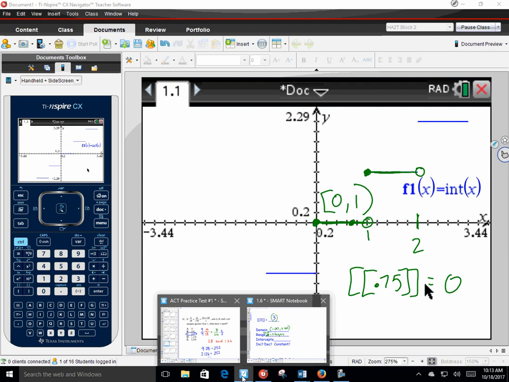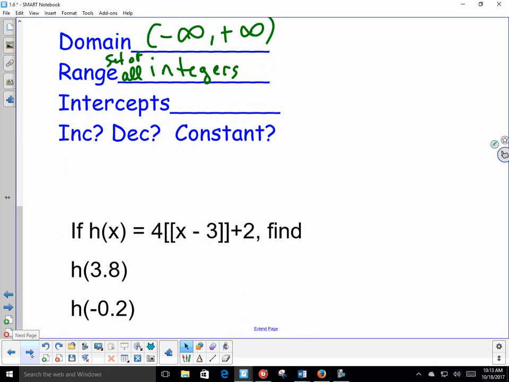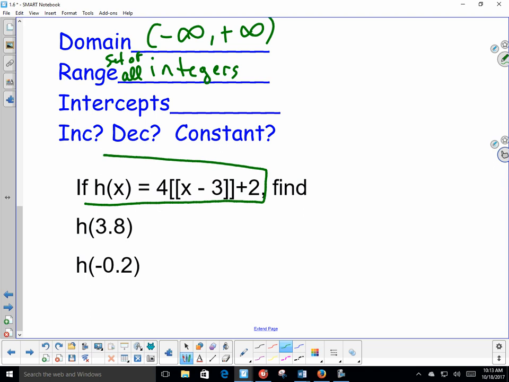What else? So we're here. We talked about increasing, decreasing, constant. Okay. And I don't want to do this one for you. You got some homework problems similar to this. But for example, if this is the function that you're given, h of x equals 4 times greatest integer less than or equal to x minus 3, and then a plus 2 on the outside, you would take this in pieces. You're going to plug in 3.8 wherever you see an x.